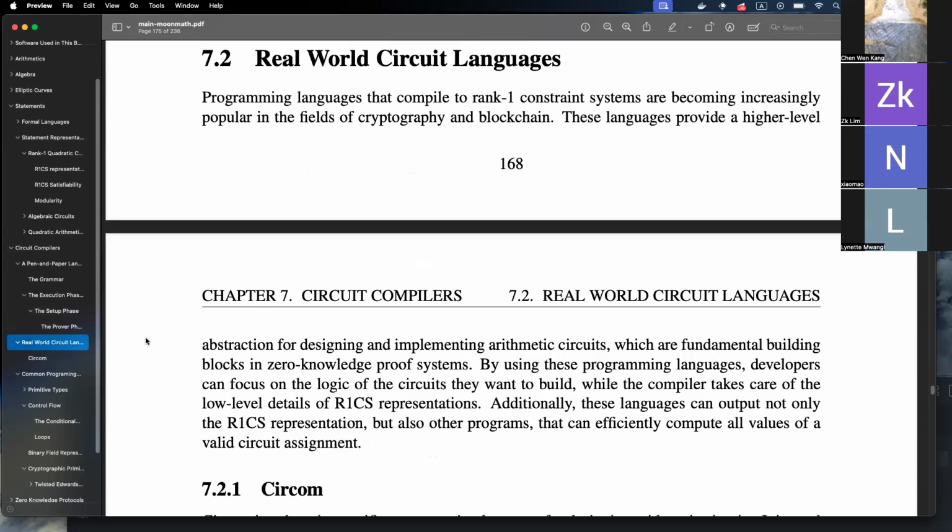Okay, anyways, let's go into 7.2. Any questions?